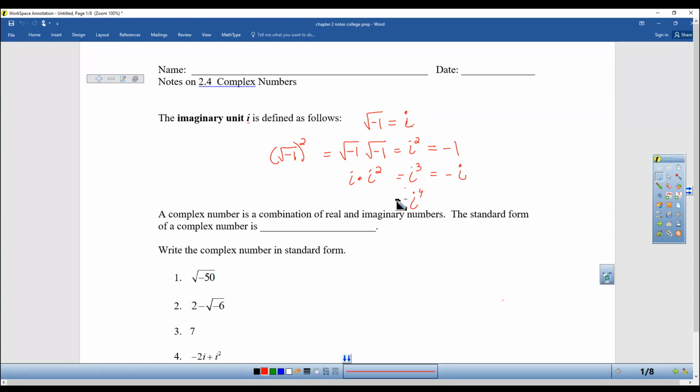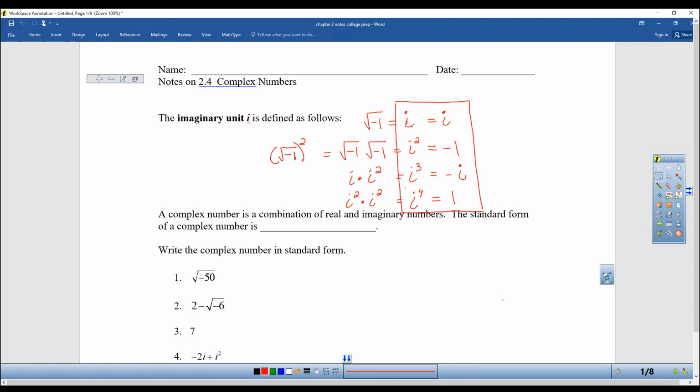And i to the fourth would be i squared times i squared, which would be -1 times -1, which would be +1. So these are the four different things I'd like you to memorize. i is just i, it doesn't change. But if you have i squared, you should always change it to -1. If you have i cubed, it can be simplified to -i. And if you have i to the fourth, it can be simplified to 1.